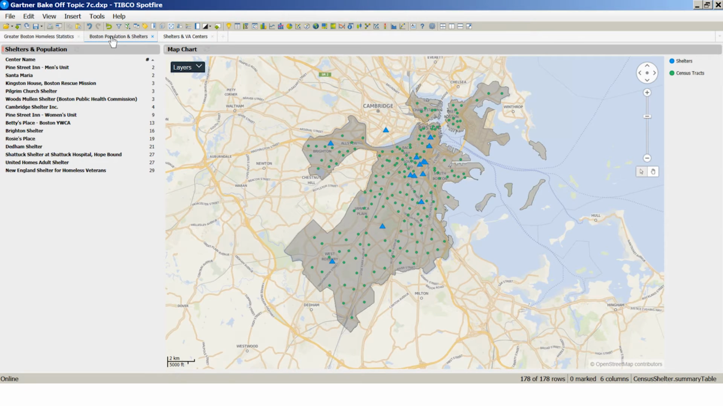Zooming into Boston, we see the census population, green dots, and the homeless shelters, blue triangles. We have used TIBCO's Art to find catchment areas around the shelters. These are based on walk and drive time to understand which subpopulation the shelters serve.